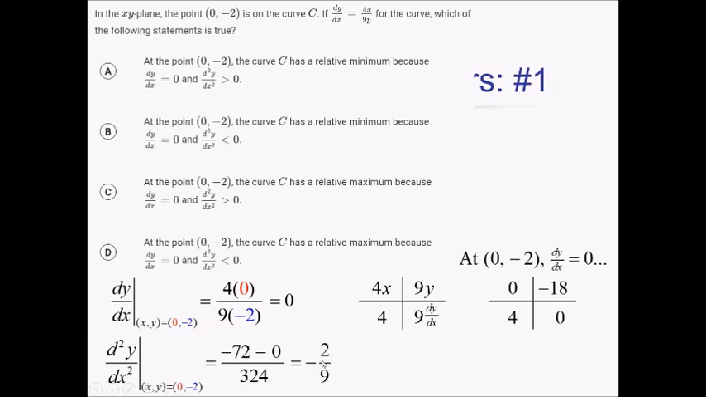At the end of the day, though, one way or another, we've got a negative value, which means by the second derivative test, we have a relative max at (0, -2). So looking at our answer choices, we have a relative max because the second derivative is positive? No. Because the second derivative is negative? Yes. Choice D.